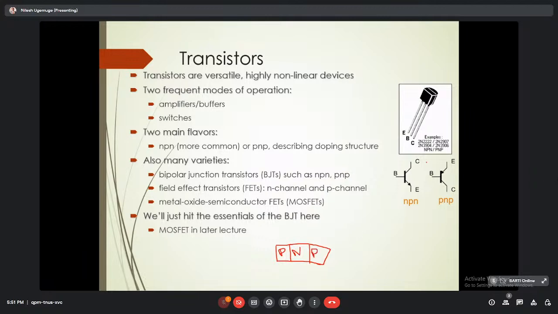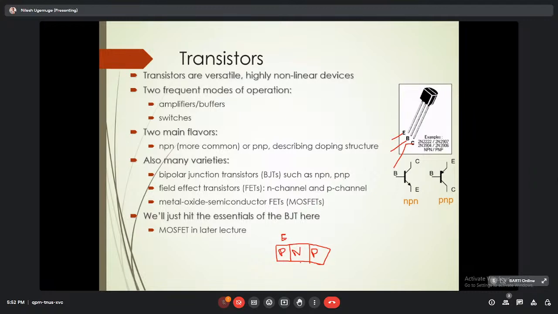Here we can see two different symbols of the PNP and NPN transistors, and then again we have different biasing for this transistor. If we see the basics of the transistor, we have to remember there are three different regions in every transistor. Here E is the emitter, B is the base, and C is the collector. And if we see the size, the size of the emitter is always moderate.